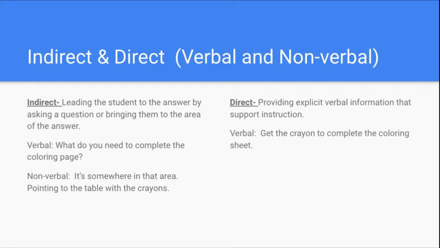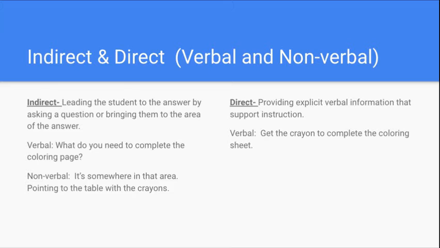Now we're going to go into indirect and direct, verbal and nonverbal. So indirect, again, leading the student to the answer by asking a question or bringing them to the area of the answer. So what do you need to complete the coloring page? We stopped there. We don't add, in this case, a nonverbal where we're pointing gestural prompt. So we stopped with our prompting question at this point.